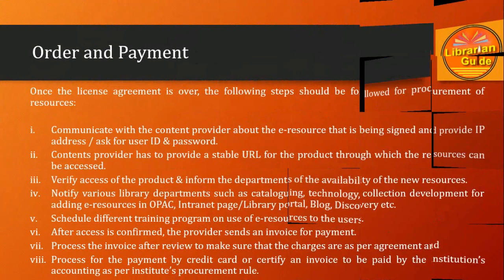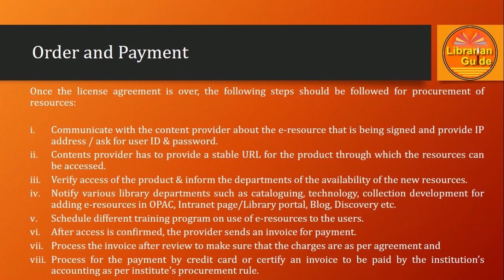Once the license agreement is over, the last is the order and payment, which includes that you need to communicate with the content provider about the e-resource that is being signed, provide the IP address, and ask for user ID and password. The content provider has to provide a stable uniform resource locator for the product through which the resource can be accessed. The content provider has to give you a stable link, which should not be dynamic, it should be stable. Verify access of the product and inform the department of the availability of the new resource.